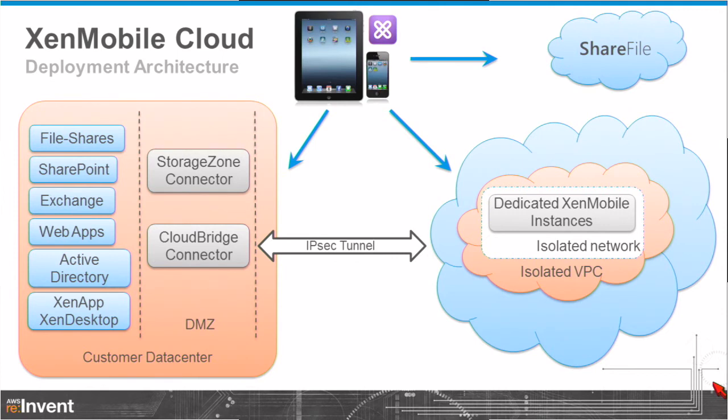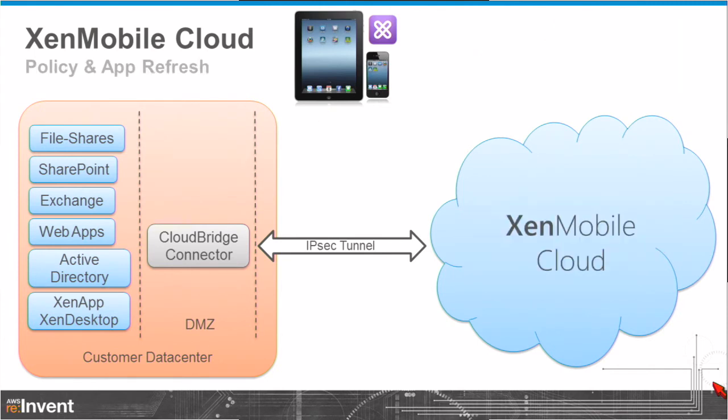So next, let's look at some of the communication flows when using Zen Mobile Cloud. For policy refreshes and application subscription, the end user has to use the Works Home application on a mobile device. Once the user authenticates using that application, Zen Mobile Cloud integrates with Active Directory to authenticate the user, and the policies as well as the applications are directly pushed from the cloud back to the mobile device.